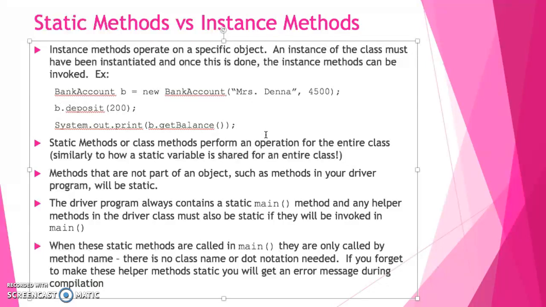Now, a static method, on the other hand, or a class method, performs an operation for the entire class. So you don't need a specific object in order to call this method. In this case, you would call the method by using a class name. So an example would be when we talk about our math class, when we would say math.square or math.abs. Or if you are calling a method within a driver program, all of those helper methods need to be static, and there's no class name or dot notation in front of them. And that's because no object is made. Those methods are just called.